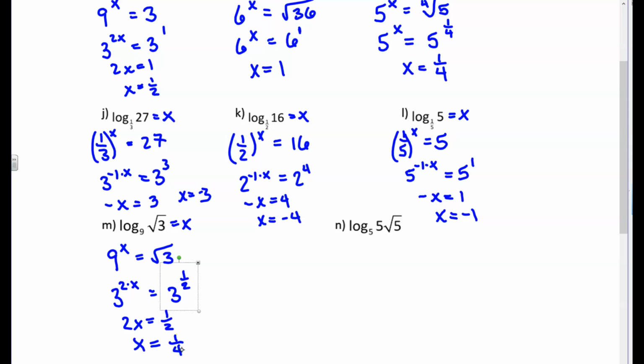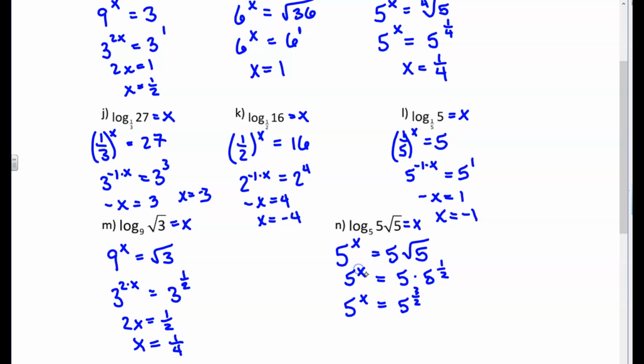And let's take a look then at my last one here. Log base 5 of 5 root 5 equals x. So I'm going to rewrite that as an exponent. 5 to the x equals 5 root 5. I want to rewrite this where they're both in base 5. This guy is 5 times 5 to the 1/2. Or combining those by adding their exponents, that's 5 to the 3/2. And we still have 5 to the x on this side. And at this point, you can drop the bases and you can just say that x is 3/2.